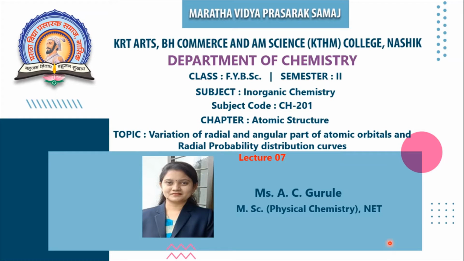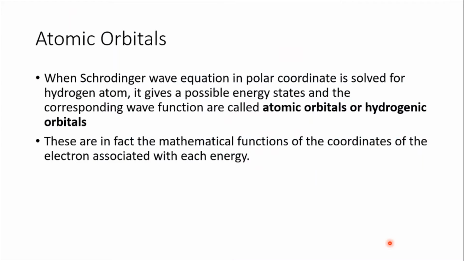Hello students, welcome to lecture 7 of inorganic chemistry. We are studying the first chapter, that is atomic structure. In today's lecture, we are going to study variation of radial and angular part of atomic orbitals and the radial probability distribution curves. So now let's begin with our lecture.